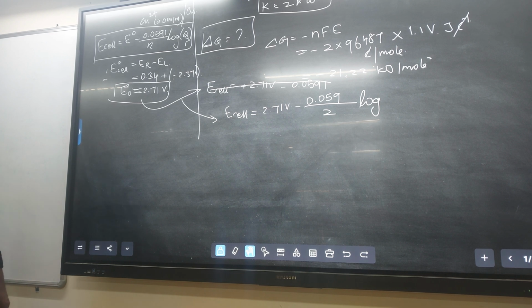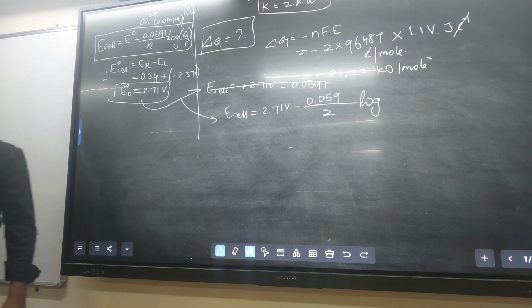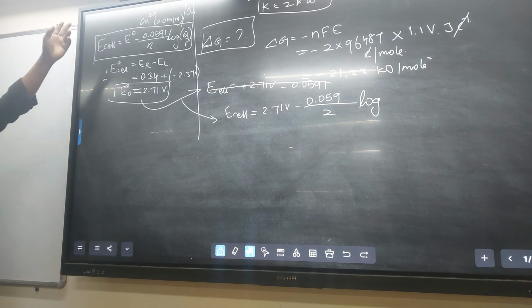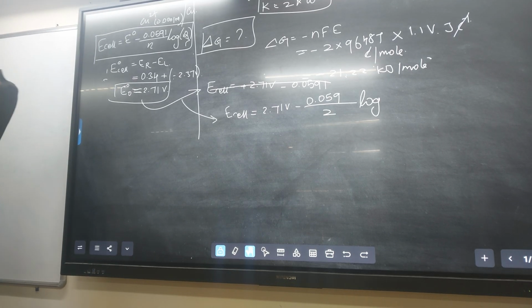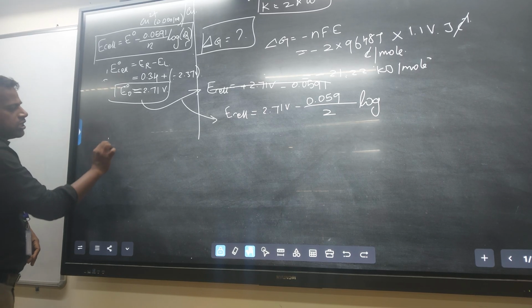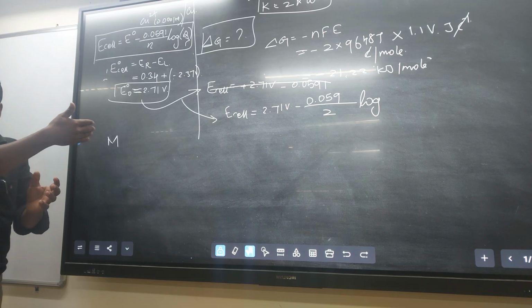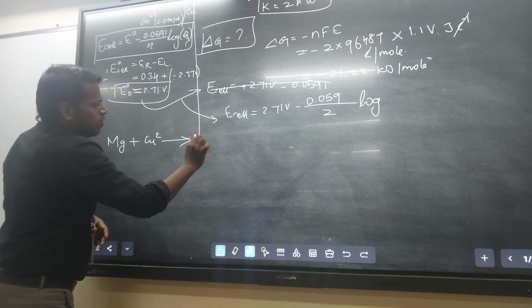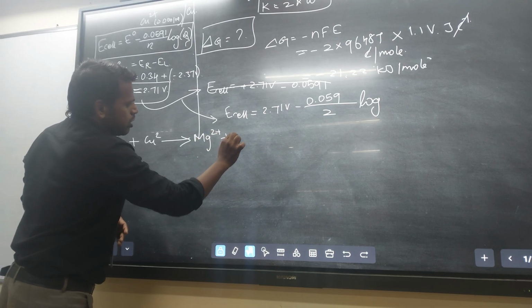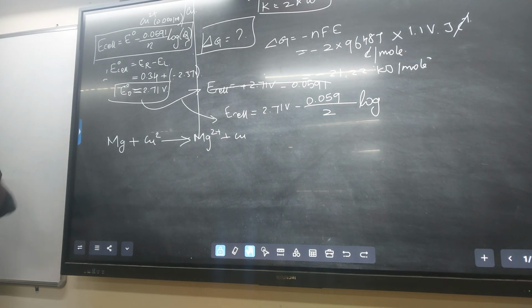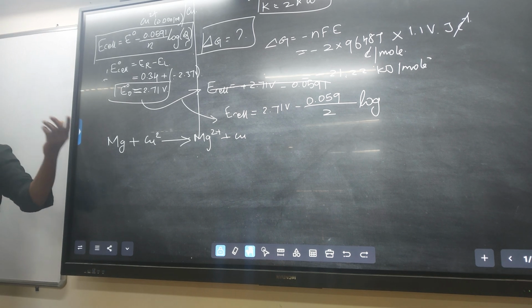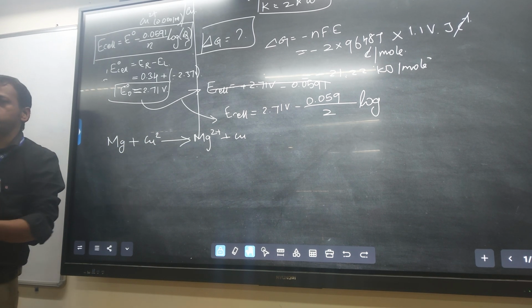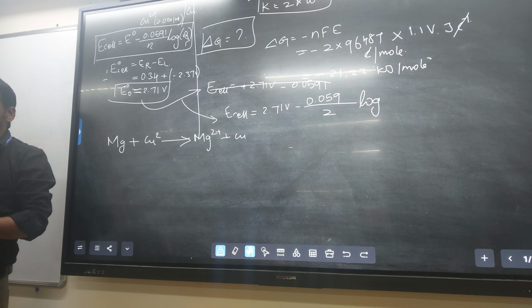What is the product here? That is a problem. We have to find the product; they gave the cell representation. You write the cell reaction, then only you know which one is the product, right? So the cell representation is magnesium divided by magnesium 2 plus. The cell reaction is magnesium and copper 2 plus giving Mg2+ and copper. Now, what is the product? Mg2+ is your product.